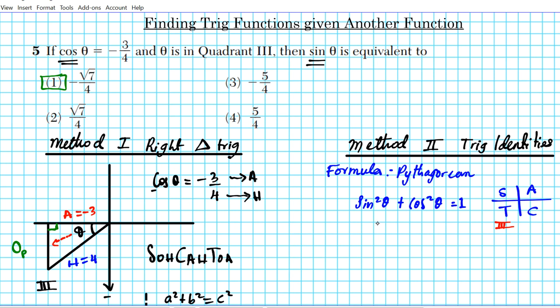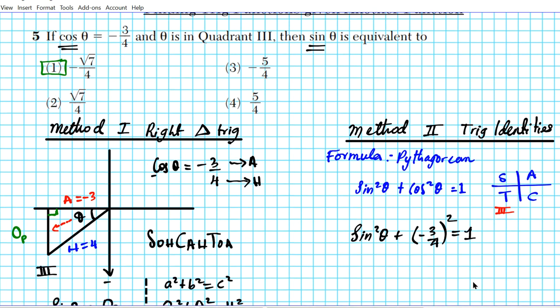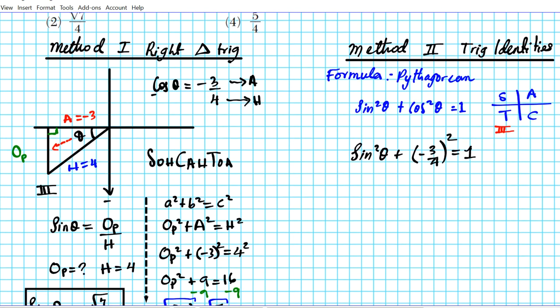All right, so let's go ahead and do this. To solve this problem, we know what cosine is, right? So we just substitute it into the Pythagorean identity. We have sine squared theta plus cosine squared theta, where cosine theta is negative 3 over 4, squared, equals 1. So we'll solve this trig equation for sine theta, determine the appropriate sign using Awesome Students Take Calculus, and we are good to go.